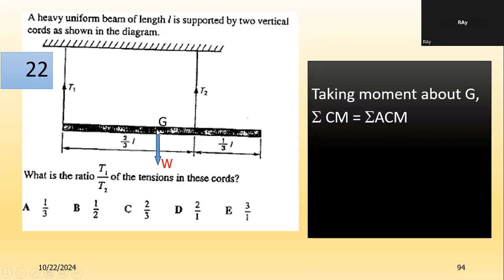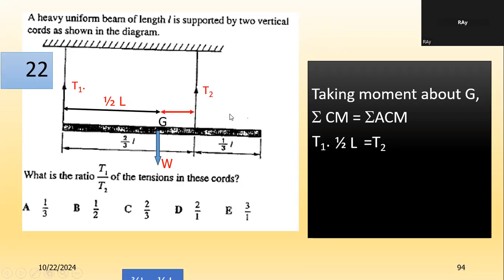Now clockwise moment equals anti-clockwise moment. T1 times 2/3 L. Sorry, T1 times half L, the center of gravity to the end. The whole length is 2/3 plus 1/3, which is 1, is L. And T2, this is half L, this is 1/3 L, so you still get L over 6. 2/3 L minus half L is still 1/6.